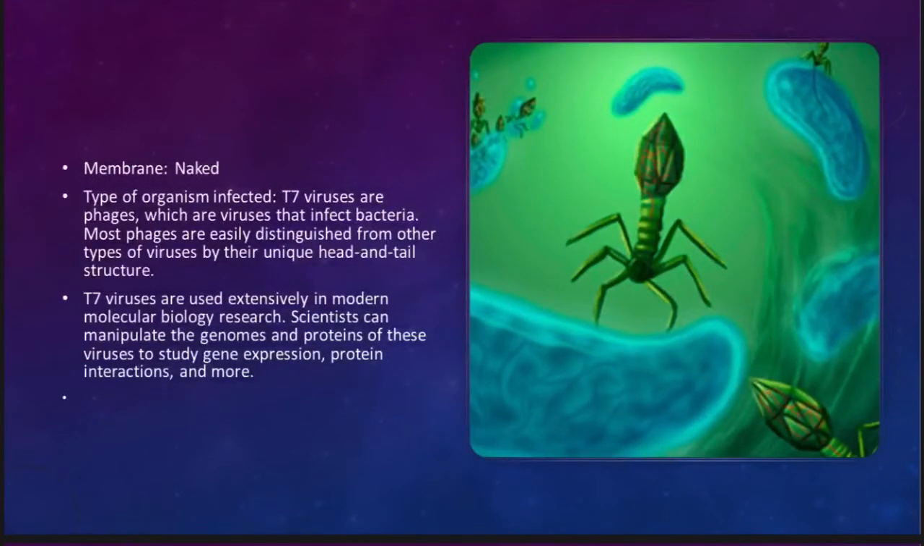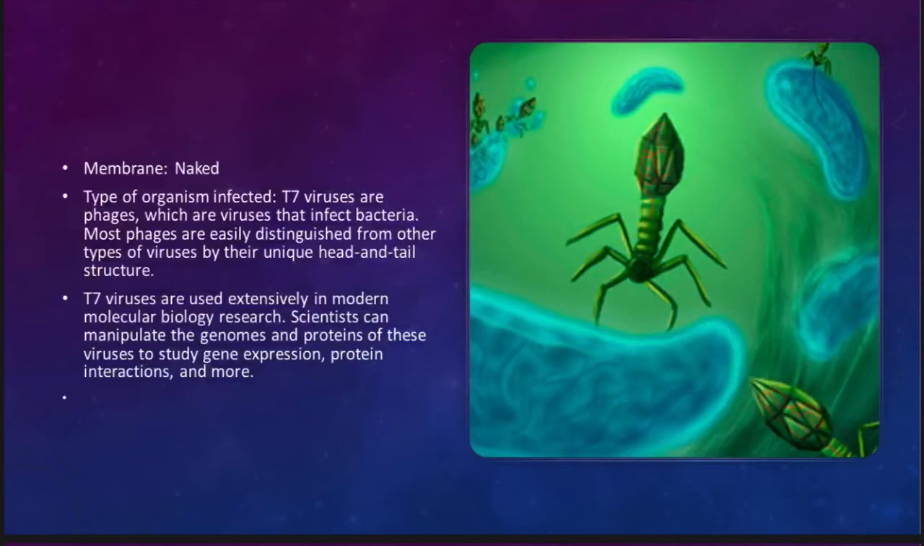T7 viruses have a naked membrane. T7 viruses are phages, which means they are viruses that infect bacteria. Most phages are easily distinguished from other types of viruses by their unique head and tail structure.